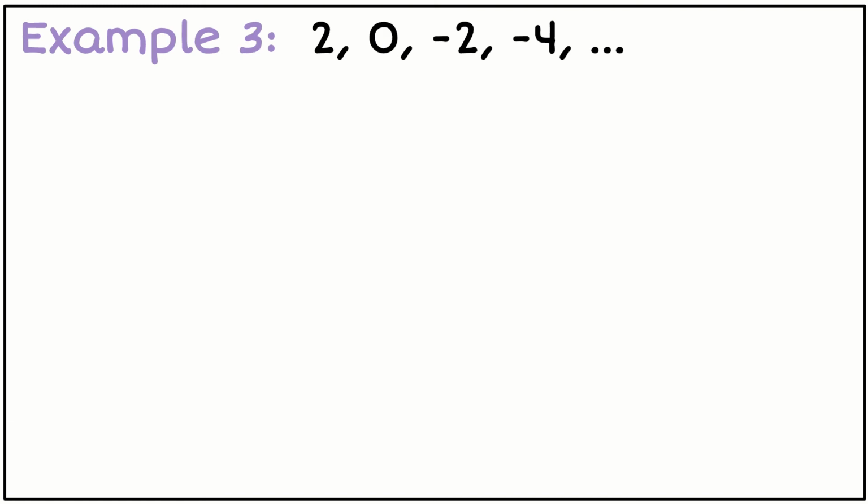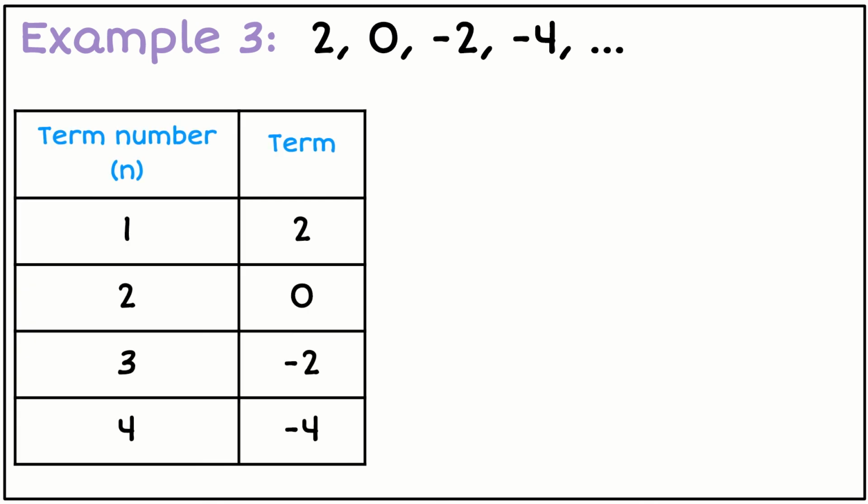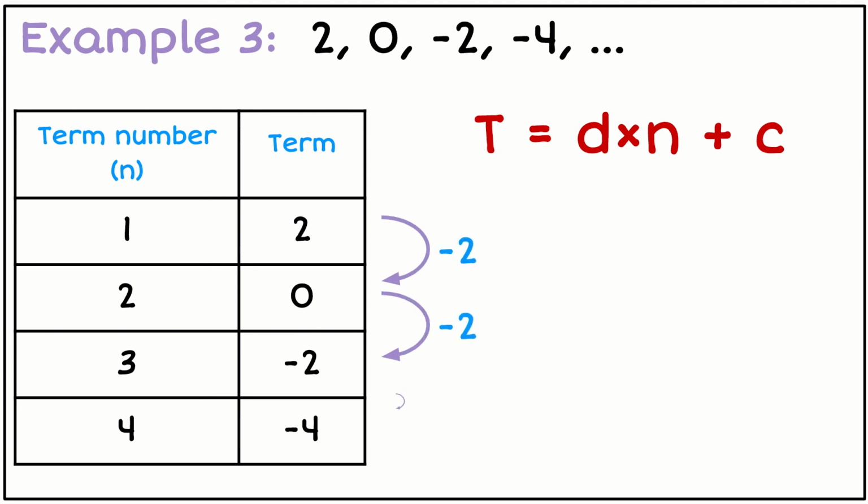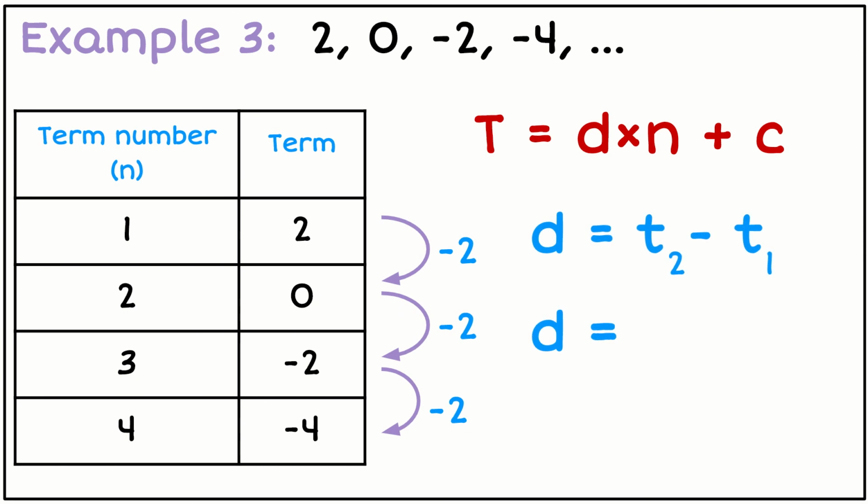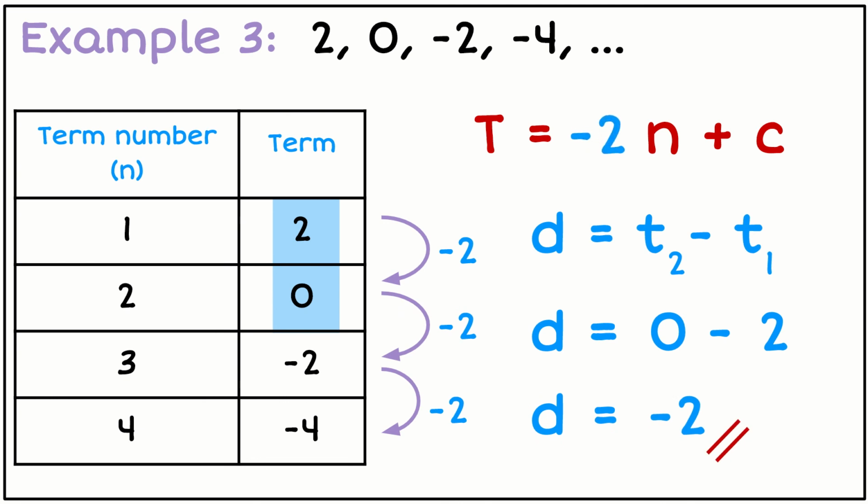Let's have a look at a third example. 2, 0, negative 2, negative 4. Put that into a table, and we notice now that the pattern is going down. So it's decreasing. We're subtracting 2 each time. If we take our second value minus our first value, that gives us a difference of negative 2. So we substitute negative 2 in place of d in my equation.